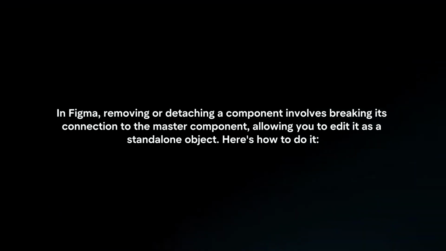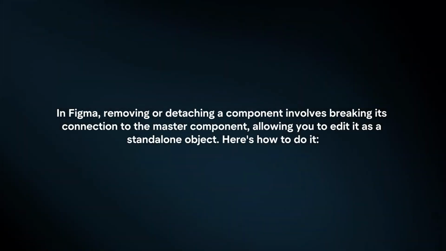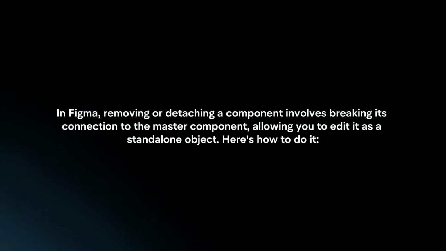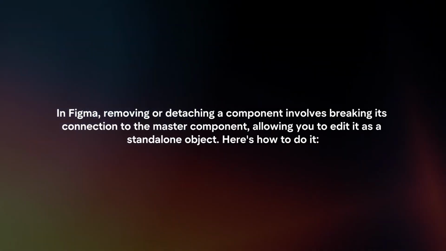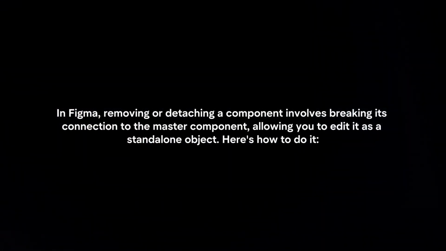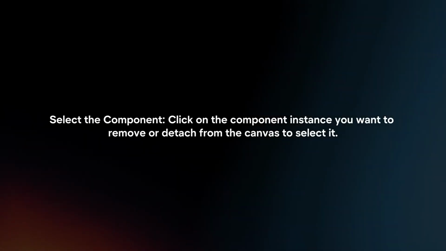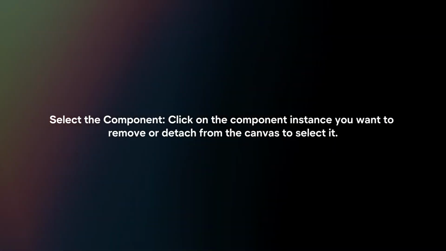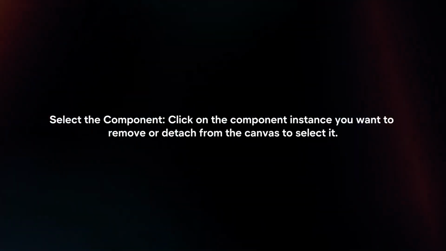In Figma, removing or detaching a component involves breaking its connection to the master component, allowing you to edit it as a standalone object. Here's how to do it. Select the component. Click on the component instance you want to remove or detach from the canvas to select it.